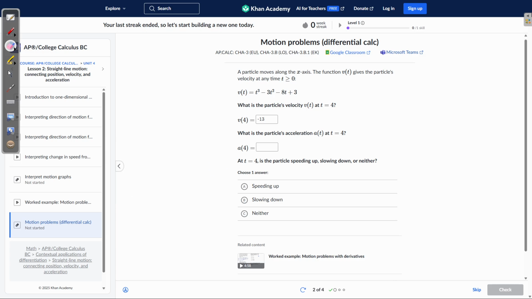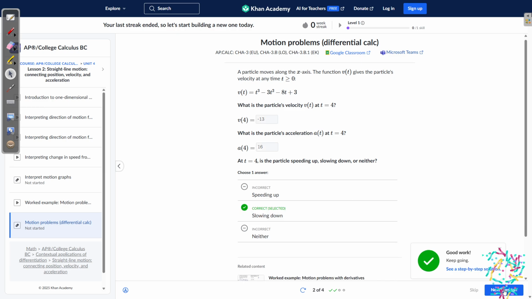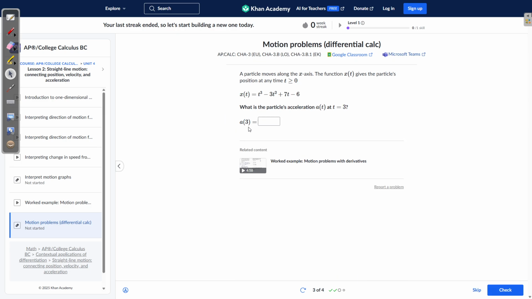Now, the next thing it's asking is whether the particle is speeding up or slowing down at the point. When velocity and acceleration have the same signs, the particle is speeding up. But when they have opposite signs, it's slowing down. So at this point, the particle is going to be slowing down. Yes, okay.